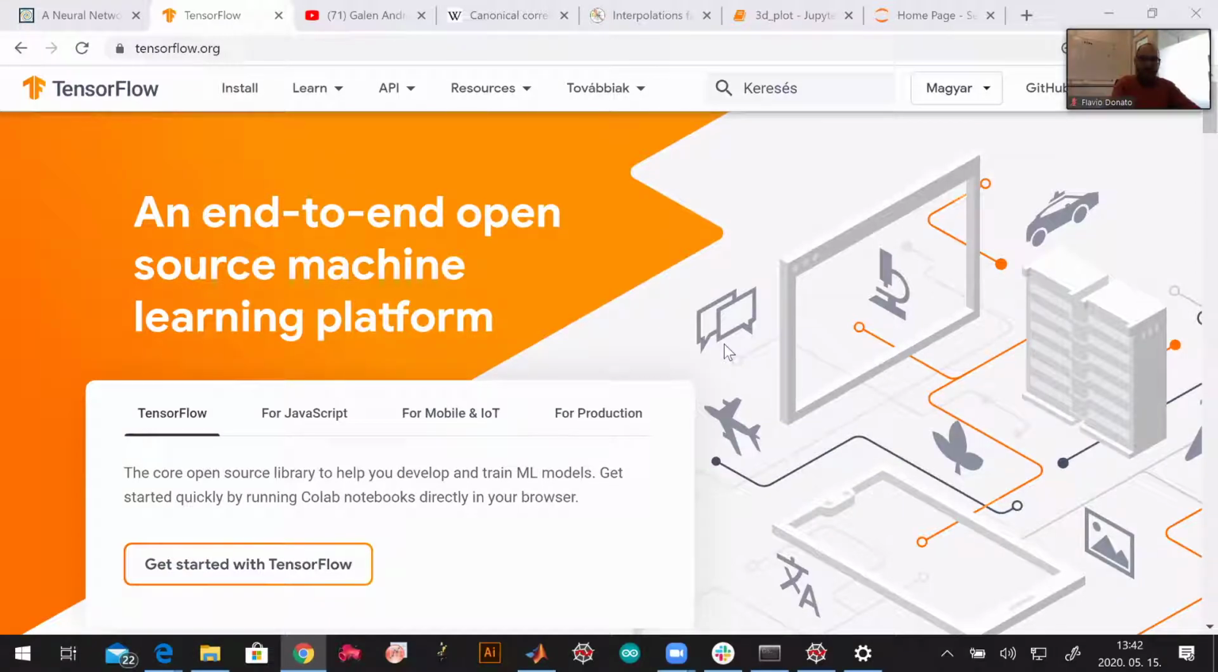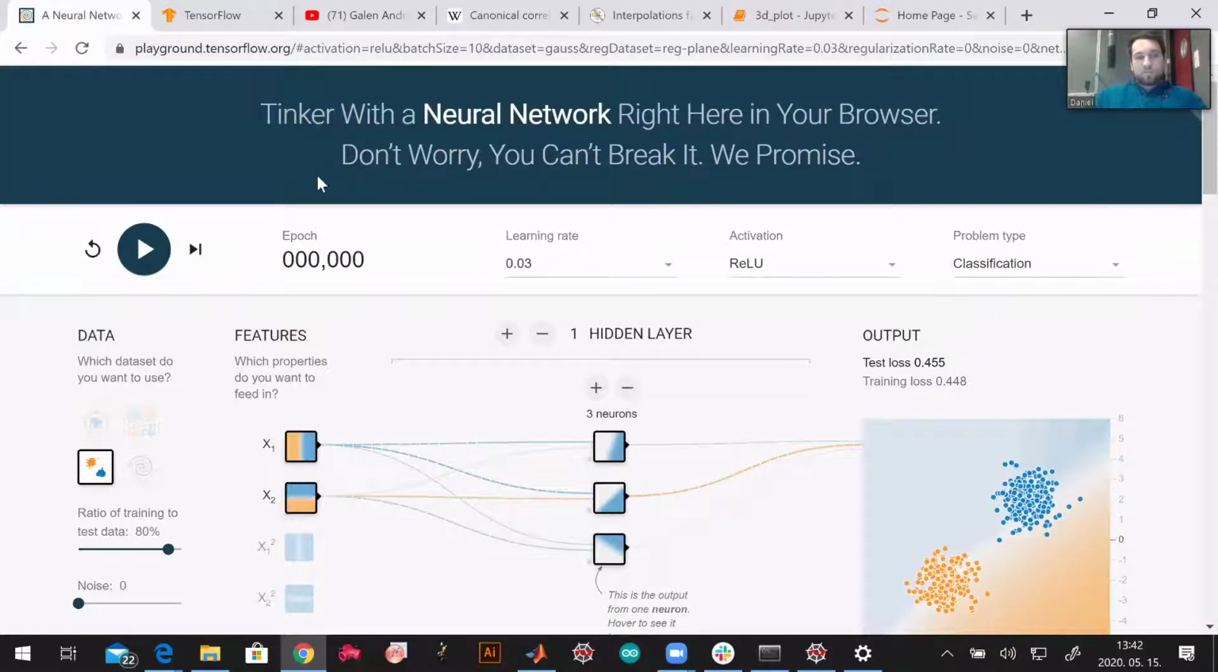TensorFlow is a really powerful library for many numerical computations. I think it's one of the biggest libraries for large-scale machine learning projects, including deep learning. It was developed by Google, and this is something that you're probably going to use if you do deep learning or machine learning tasks in the future, which many of you will do. TensorFlow has a really nice application called the Playground, and this is just for you to get an intuitive understanding of how neural networks work.